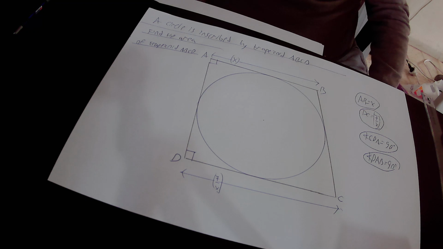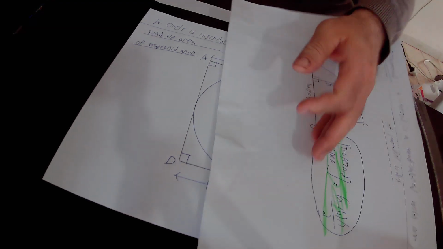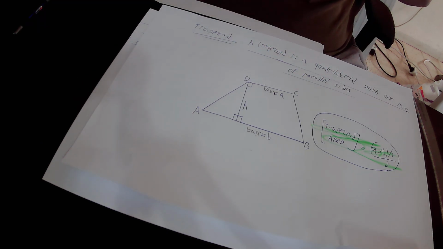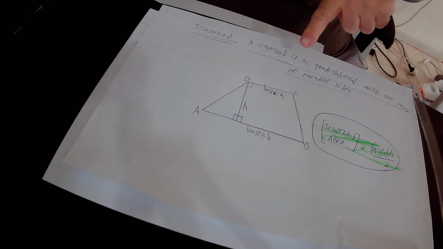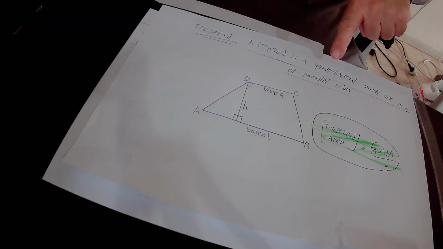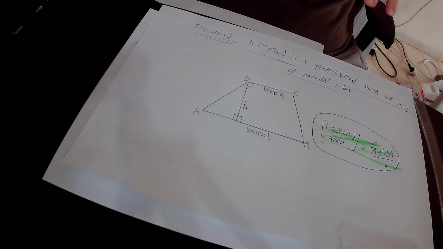So, first of all, what is the trapezoid? A trapezoid is a quadrilateral with one pair of parallel sides. So here we have trapezoid ABCD. This trapezoid is a quadrilateral ABCD with one pair of parallel sides. Here, side DC is parallel to the opposite side AB, and therefore this quadrilateral is defined as a trapezoid.